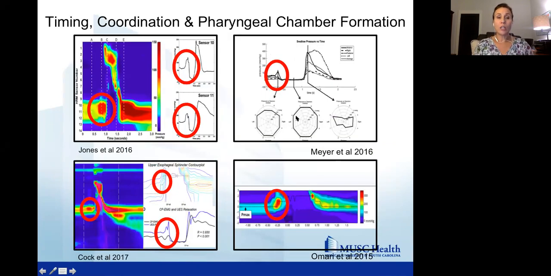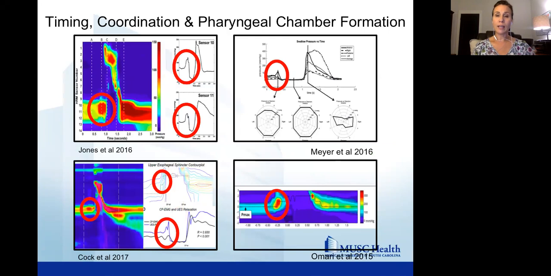So let's go on to talk a little bit about timing, coordination, and the concept of a pharyngeal chamber formation. There are a lot of really smart investigators out there that are right now starting to speak more, and will be publishing more on this concept of looking at bolus propulsion in a fluid dynamics type of a way. And it makes a lot of sense.